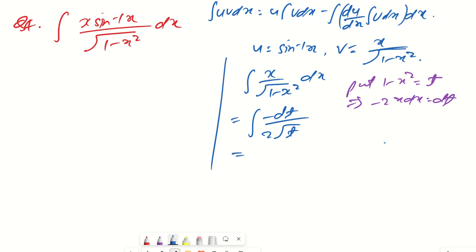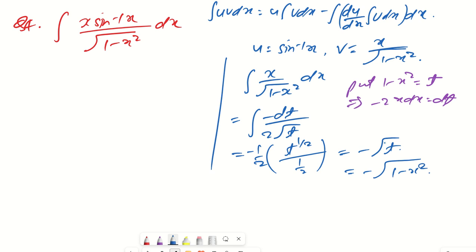So this can be written as minus 1 by 2 outside, and this will become t to the power of minus 1 by 2, so integrating gives t to the power 1 by 2 divided by 1 by 2. So this will get cancelled, so it is going to be just minus root t, or it can be minus square root of 1 minus x square. So what we have done is simply integrate this term to get this particular value, which is minus square root of 1 minus x square.